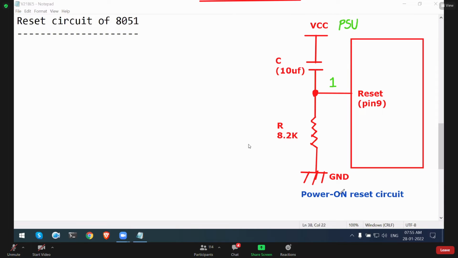So understand what is the meaning of power on reset. Power on reset is nothing but, as soon as you power on the board, your microcontroller will reset. So assume that what happens here is, the capacitor will block the DC.